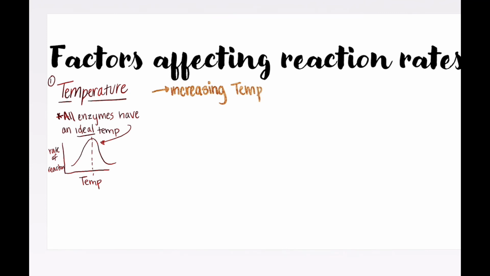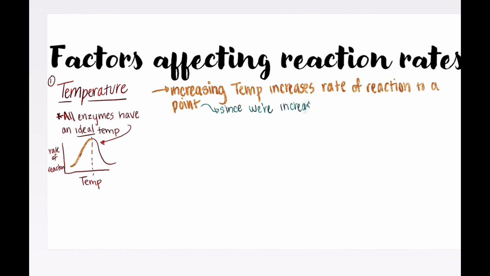Now, when we increase temperature for all of your enzymes, increasing your temperature will increase the rate of reaction to a point. Okay, so you see that point, like we got up to the peak of the graph, we increased the rate of reaction to a point. Now that point will be different for all your enzymes, but we are increasing to a point because essentially when we're increasing the temperature, think about what's happening with your molecules. We're increasing the chance of collisions by speeding up those molecules. So that's why to a point you do see an increase in the rate of reaction.